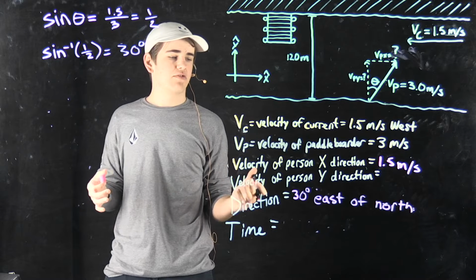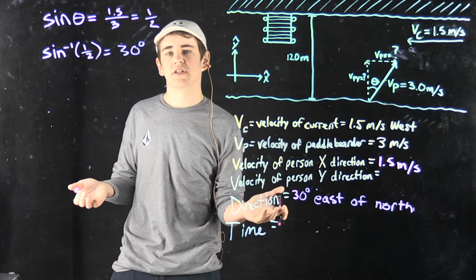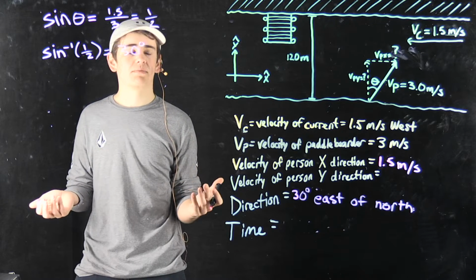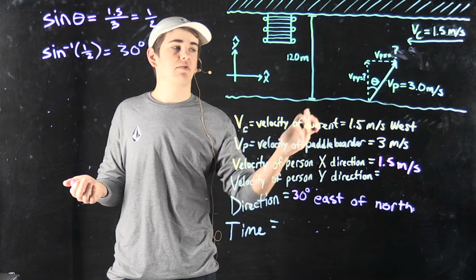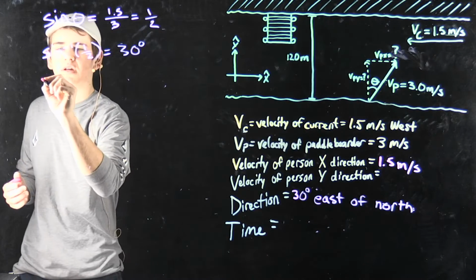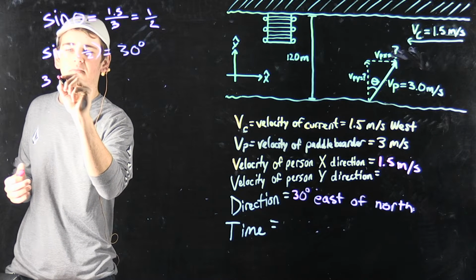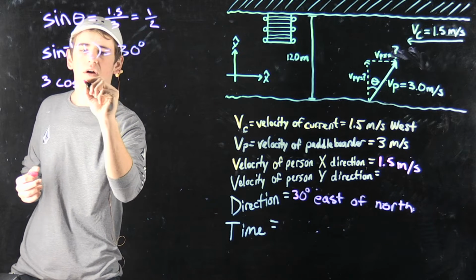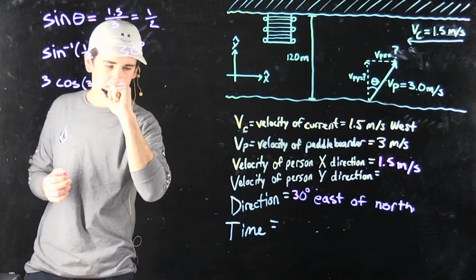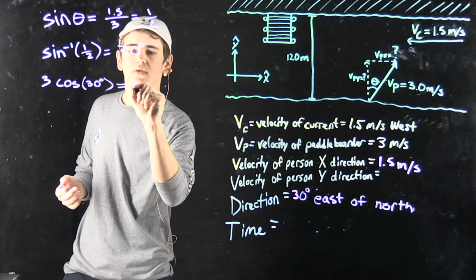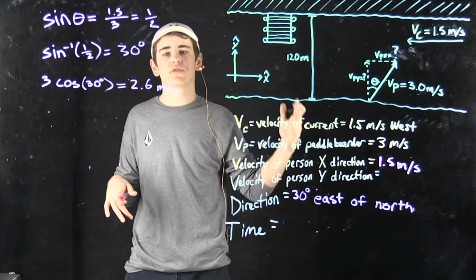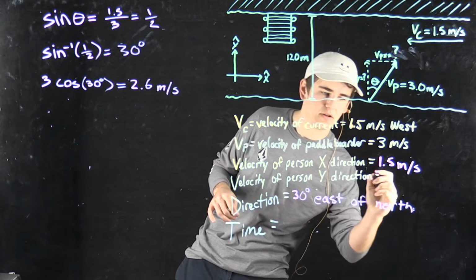All right, so now we can move on to the velocity of the person in the y direction. And there are two ways to solve this. You can either use Pythagorean theorem or trigonometry. I'm going to use trigonometry. So to do that, we know cosine, which is adjacent over hypotenuse, will be 3 times cosine of 30 degrees. And that, which we've worked out before, is 2.6 meters per second. So our swimmer is traveling 2.6 meters per second in the y direction.